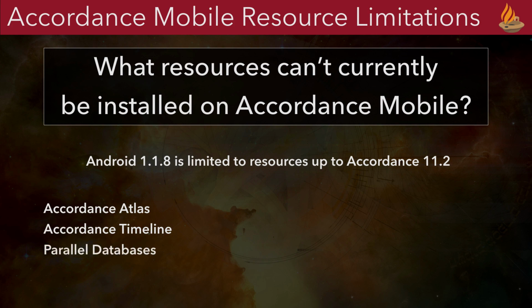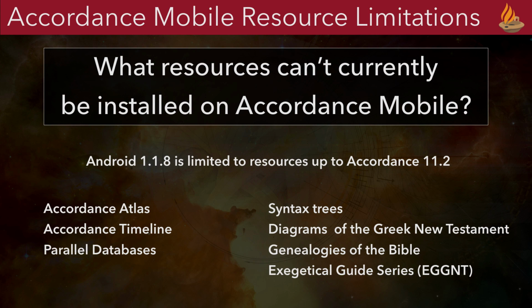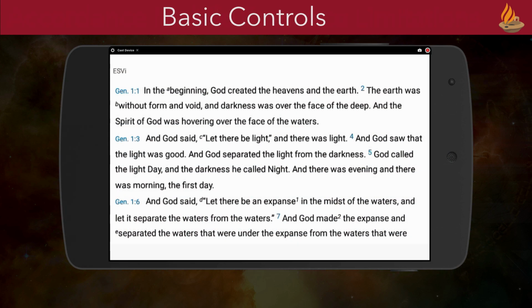The same is true of resources with complex diagrams, the syntax trees, diagrams of the Greek New Testament, genealogies of the Bible, and the Exegetical Guide series, which includes sentence diagrams. Here's a quick overview of Accordance Mobile's most common features and their controls.